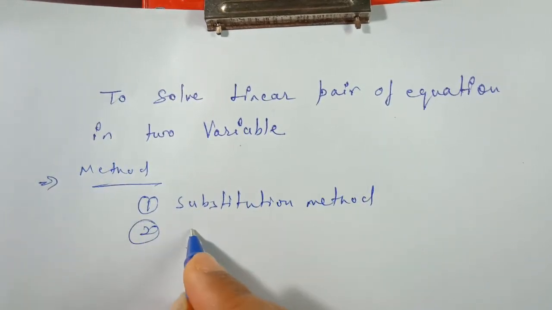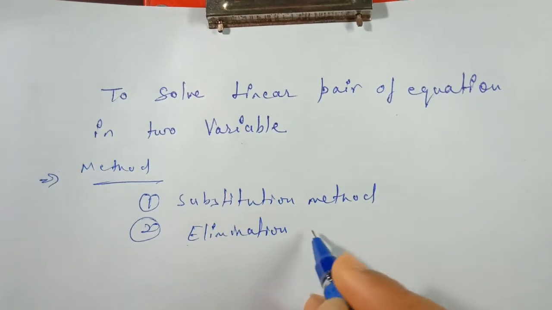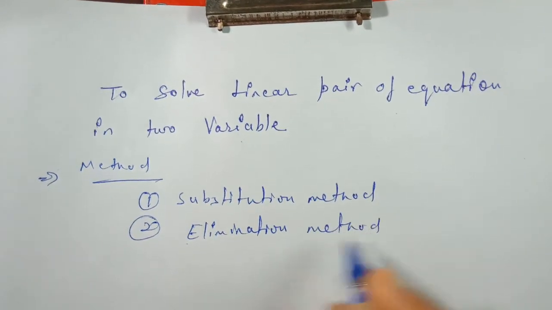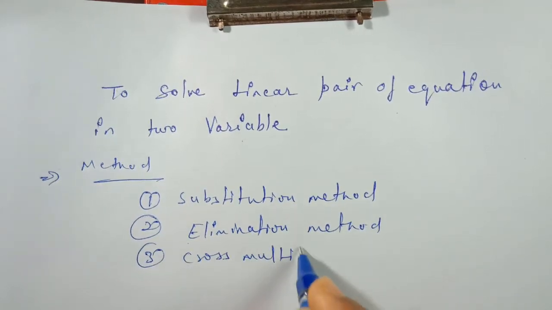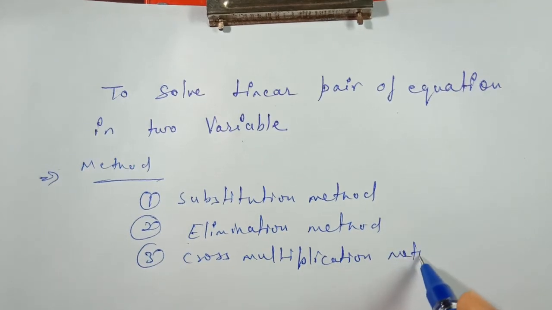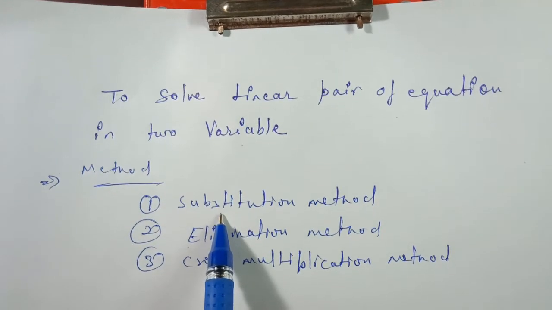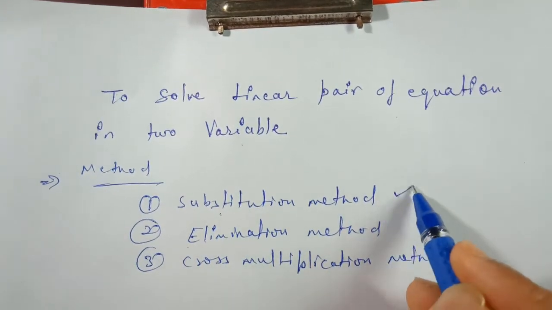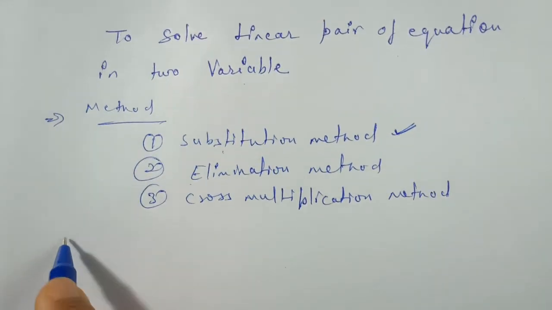Number two is called the elimination method, and number three is called the cross multiplication method. So one by one we are going to learn them. In this session we are going to learn how to solve a pair of linear equations using the substitution method. So let us take some examples.